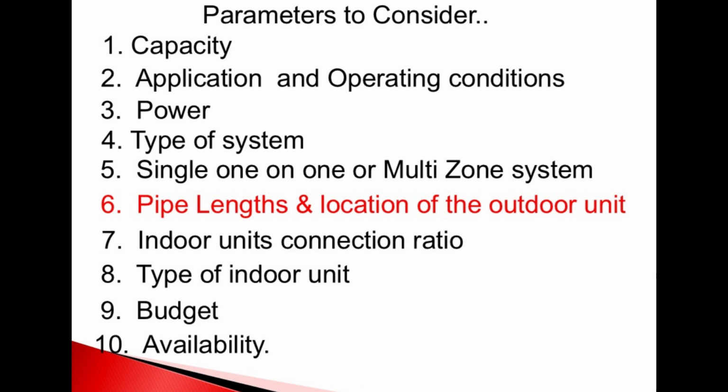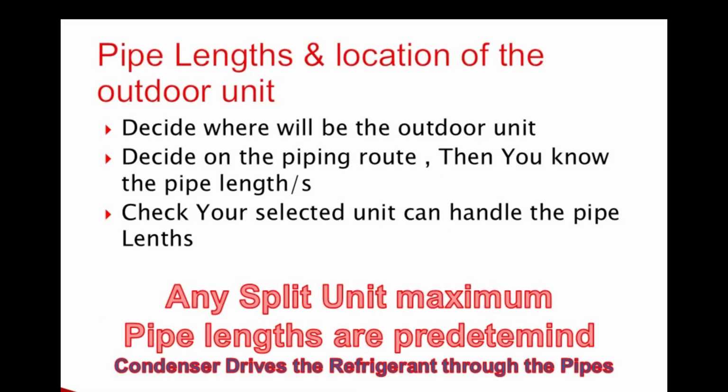Unlike hydronic systems, where water is pumped through the pipes, split units use refrigerant, which is driven by the compressor and has specific pipe length limitations. First, determine the location of the outdoor unit, then plan the piping route and calculate the total length. Ensure that the unit you select can handle this length. If the length exceeds the system's capability, consider upgrading to a VRF system, which can support longer pipe runs.